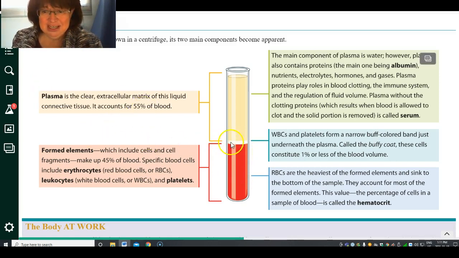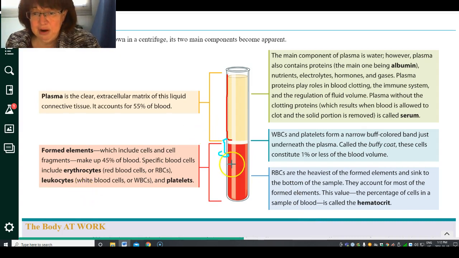What I want you to realize is there's 3 parts to your blood. There's the plasma, which is this part here, and then there is the buffy coat. Now, the buffy coat is right here, and it is part of the formed elements.